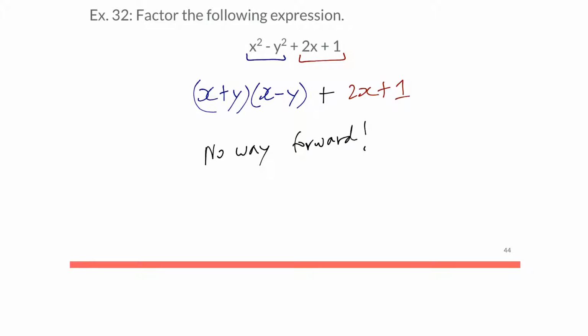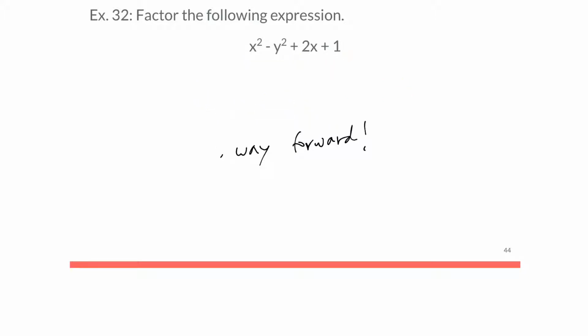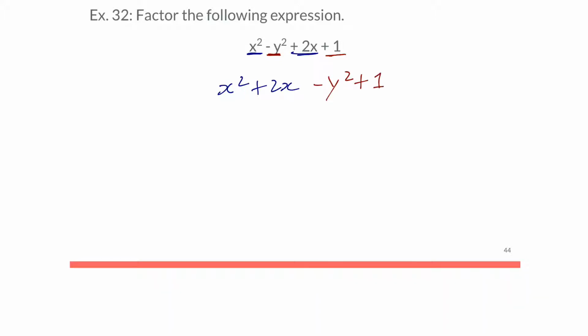And I'll make a copy. And let's see if we can do this a little bit differently. I'll group the first one and the third one, second and last. So if I just rewrite this, I could say x squared plus 2x minus y squared plus 1.